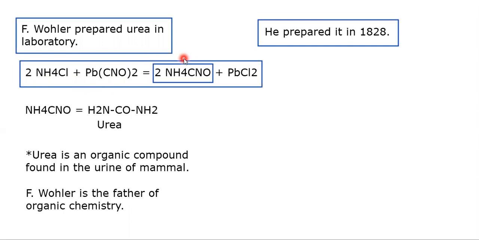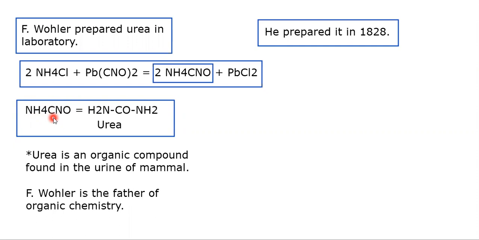But when he was cooling the ammonium cyanide, he accidentally produced urea. The formula of ammonium cyanide is NH4CNO, and the formula of urea is H2NCONH2. Urea is an isomer of ammonium cyanide. So when he was cooling his product, he observed that a new chemical compound had been synthesized in his reaction bottle, and when he checked its chemical properties, he observed that the new compound was nothing but urea, H2NCONH2.